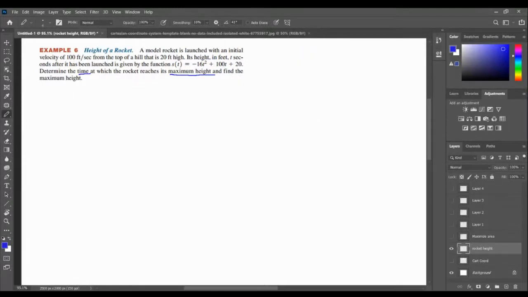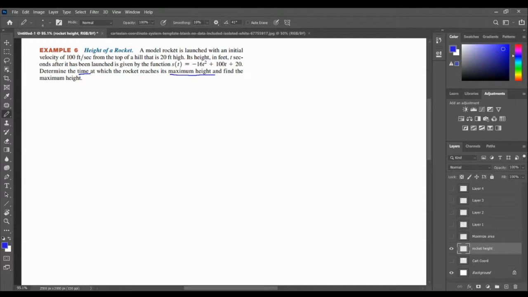All right. Now, what they say, a model rocket is launched with an initial velocity of 100 feet per second from the top of a hill that is 20 feet high. There's the 20, there's the 100. They've already taken care of that for us.